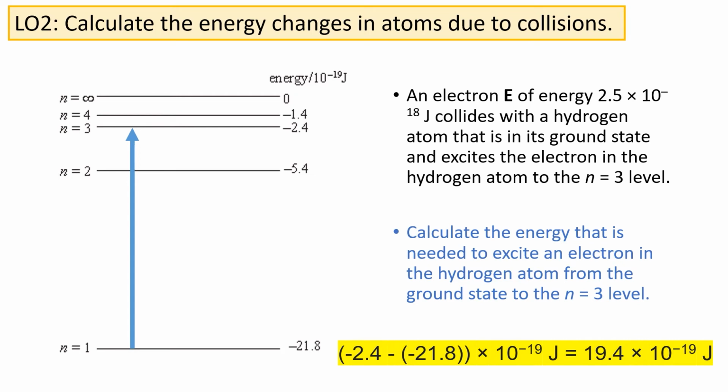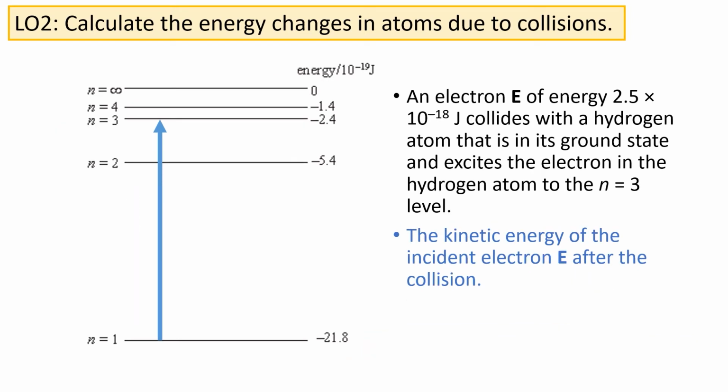Very simply, we calculate the energy that the electron gains as it moves from the n equals 1 to n equals 3 level. The difference in the energy levels of these two levels is 19.4 times 10 to the minus 19 joules. The second part of this question is slightly trickier. We're asked to calculate the kinetic energy of the incident electron after the collision. If you'd like to have a go at this yourself, pause the video now.